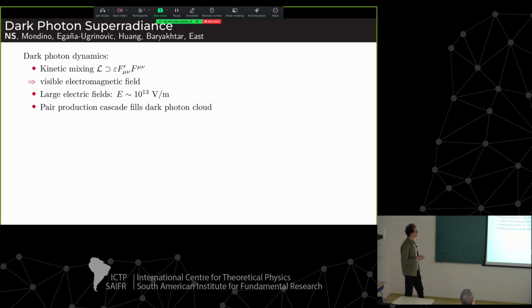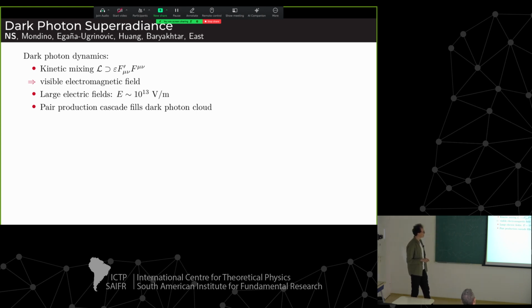So the first one that I already mentioned is the kinetic mixing between the Standard Model photon, with its field strength tensor as we know it, and the dark photon, which is just a massive spin-1 vector field, F prime mu nu. You just add this coupling to the Lagrangian, and epsilon is called the kinetic mixing. Okay, so what does this mean?